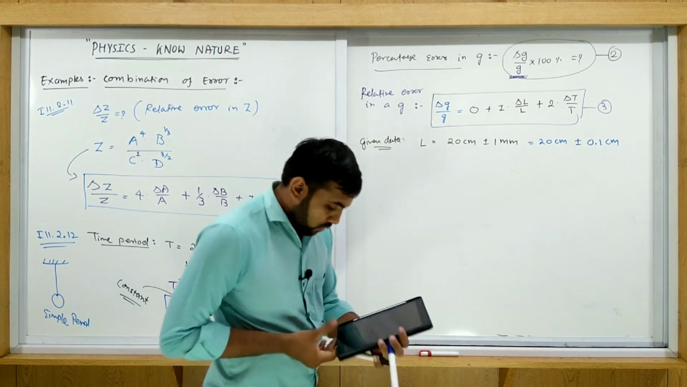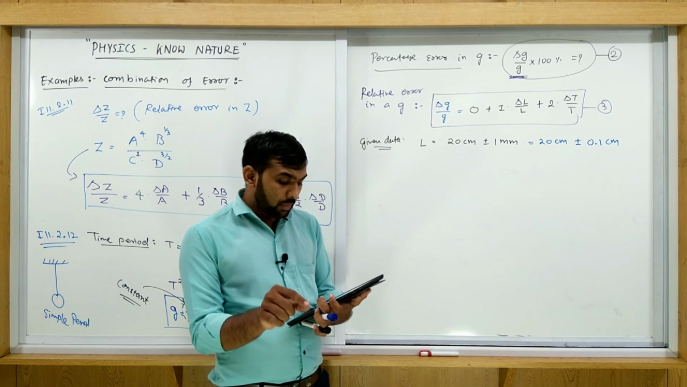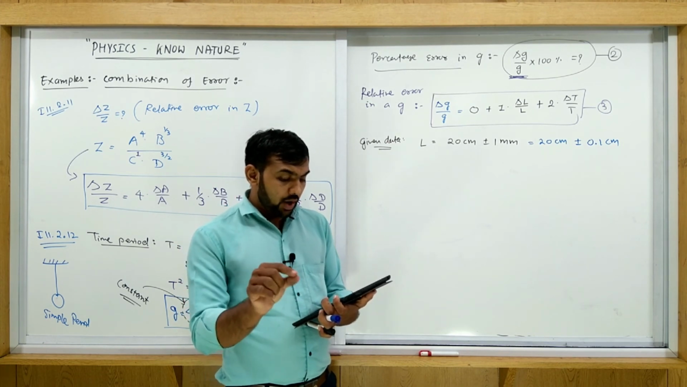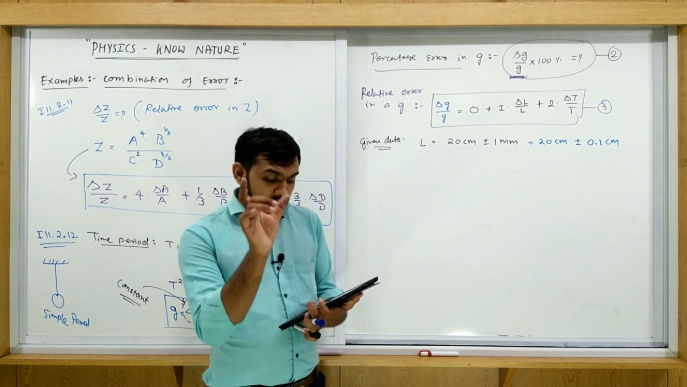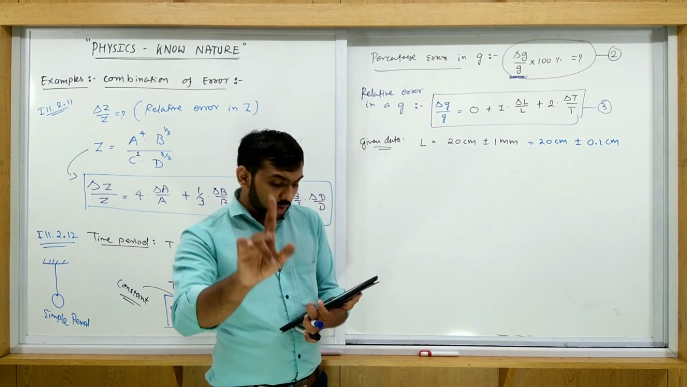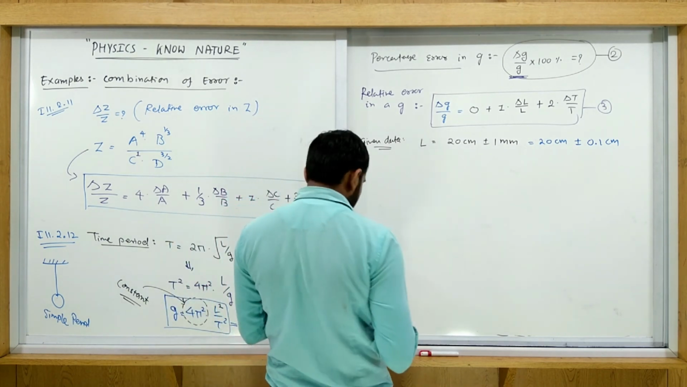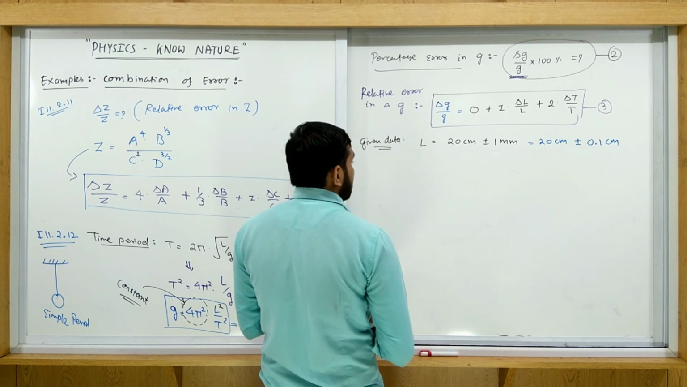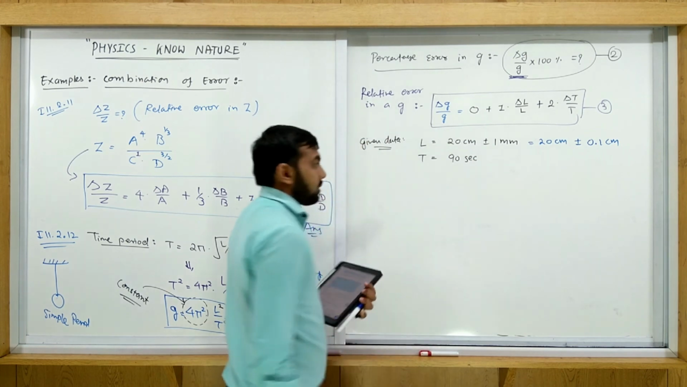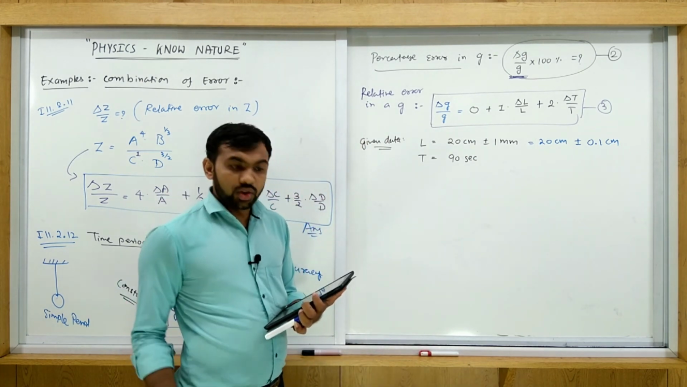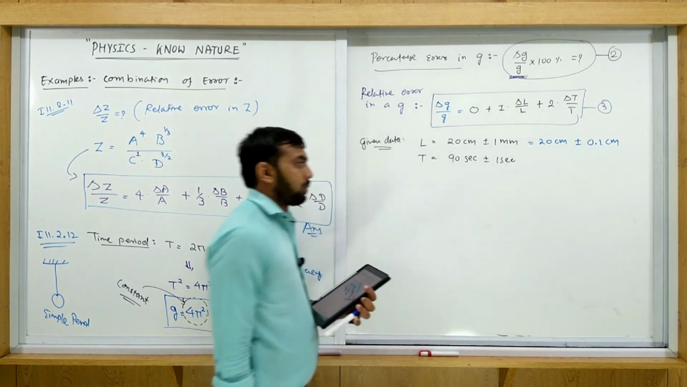Okay. Now what is the next sentence? The time for 100 oscillations of the pendulum is to be found to be 90 second. We have to find how much time? 90 second. With what resolution? 1 second. So write down the time here. So time is equal to 90 second, with a resolution of 1 second. It means plus or minus 1 second.